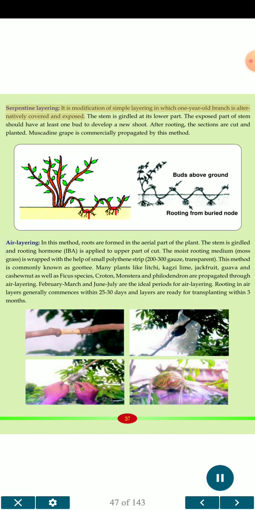37. Serpentine layering. It is a modification of simple layering in which a 1-year-old branch is alternatively covered and exposed. The stem is girdled at its lower part. The exposed part of the stem should have at least one bud to develop a new shoot. After rooting, the sections are cut and planted. Muscadine grape is commercially propagated by this method.